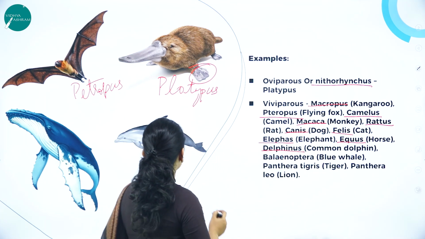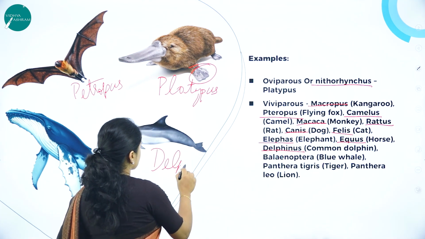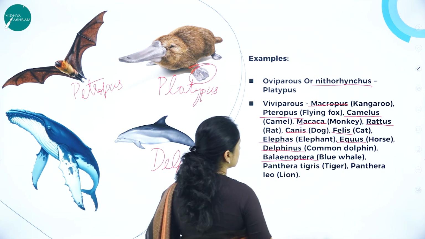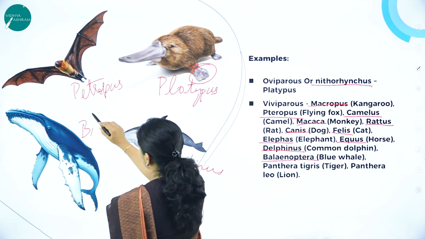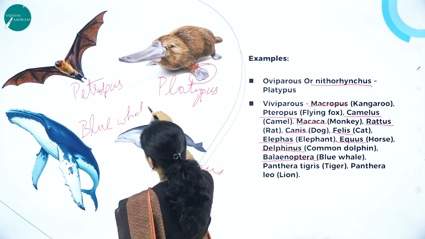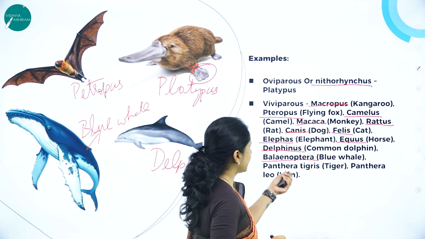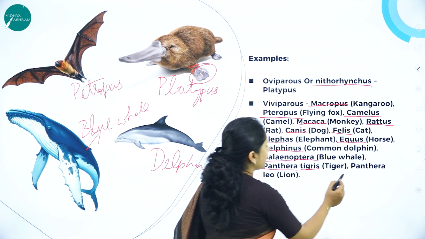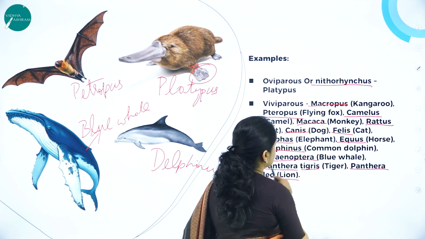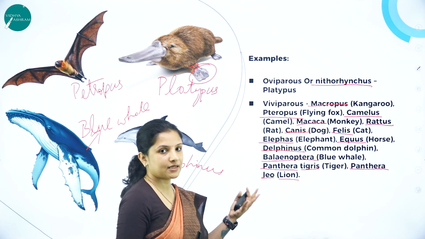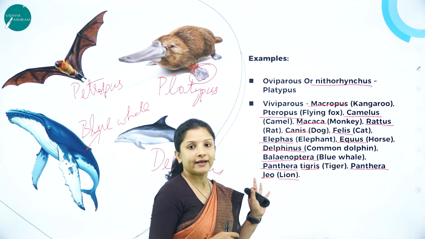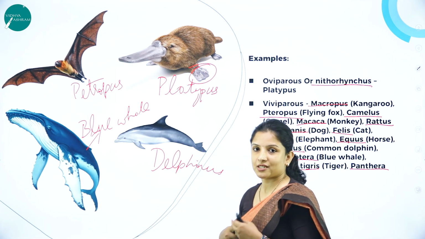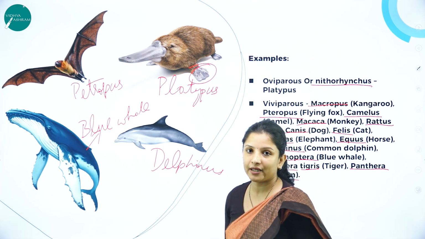Delphinus, which is the common dolphin. So, this is Delphinus, common dolphin. And there is Balaenoptera, that is blue whale. So, this is blue whale. And there is Panthera tigris, which is the scientific name for tiger, and Panthera leo, the scientific name for lion. Like that, various organisms are there. Some of the examples have been given in your NCERT textbook. So, these are some of the examples. Now we know some of the distinguishing characteristic features of mammals and also the examples.